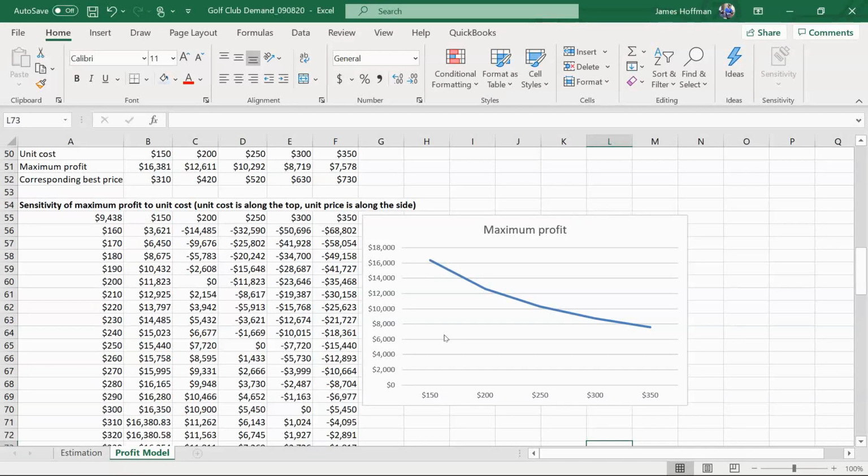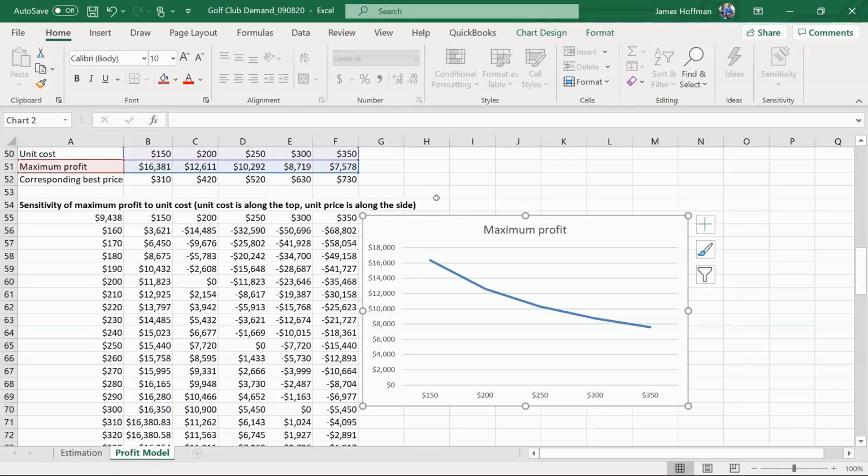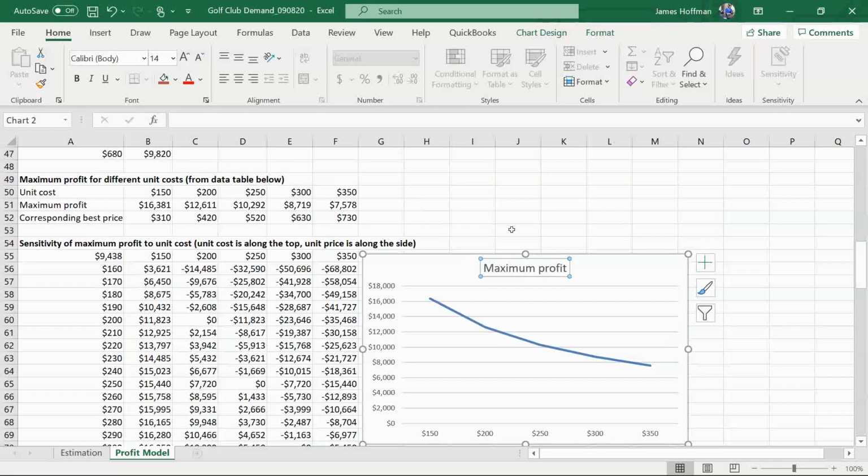Okay, so this is what happens. We'll make some labels to see what happens to the maximum profit when the unit cost changes. You can obviously see that when it gets more costly to make the clubs, we lose some profit. But it's a nonlinear relationship, so we lose a little bit less, not one to one, because we can charge a higher price for those clubs at different unit costs. So let's call this graph maximum profit for different unit costs.